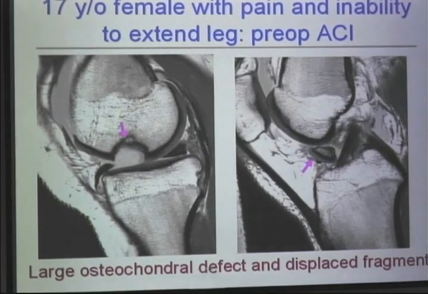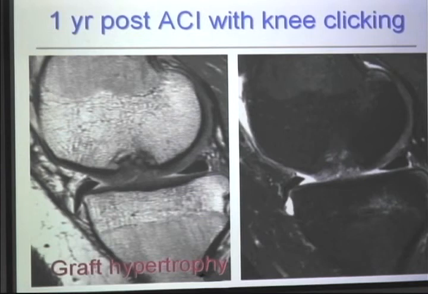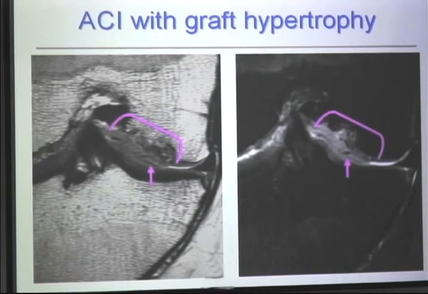This patient has a large osteochondral lesion with a displaced fragment in the intercondylar notch. Underwent ACI at 1 year. There's knee clicking. So we can see that there's partial healing of the bone. There's good filling of the lesion with hyaline-like cartilage. The signal's a little bit heterogeneous, which is okay at 1 year. However, the graft is hypertrophic. We can see it's protruding past the normal radius of curvature. Again, on the coronal views, good filling with hyaline-like cartilage, but we have graft hypertrophy.